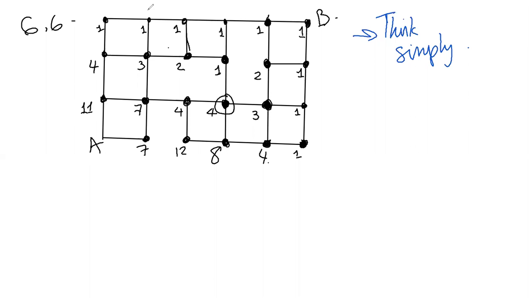And finally, at this point, the A we want, we're going to have 11 plus 7 is 18 different ways to get from A to B. And we are done.